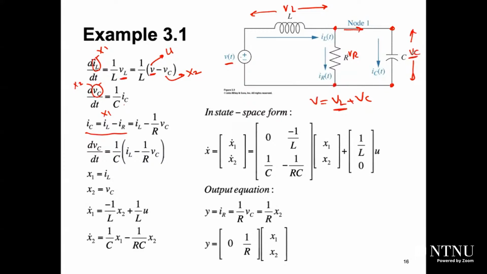In fact, IR is VC divided by R, right? IR is VC divided by R, and VC is a state. So in this case, we can just replace IC with IL minus 1 divided by R multiplied by VC. Remember, VC is x2, and IL is x1. So now we can represent IC using the states. So just substituting this value in the above equation, dVC by dt will be 1 divided by C multiplied by IL minus 1 divided by R multiplied by VC.